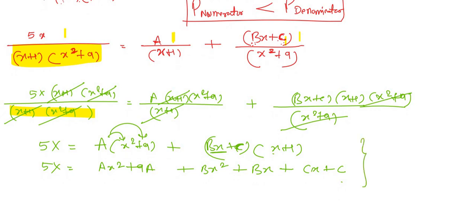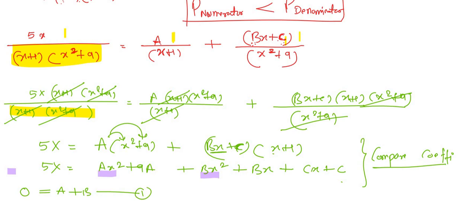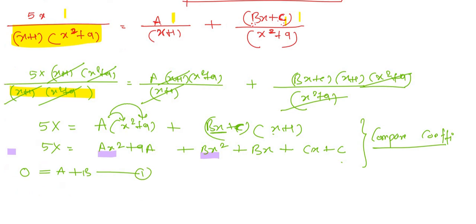After this what do we do? We compare coefficients on both sides. Let's see how to do it. The x square coefficient: here is x square, this is x square, and that's it. Here there is no x square. So can I write 0 is equal to A plus B first. So we compared the x square coefficient.